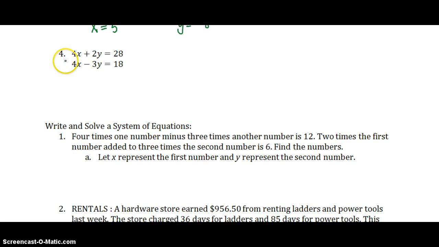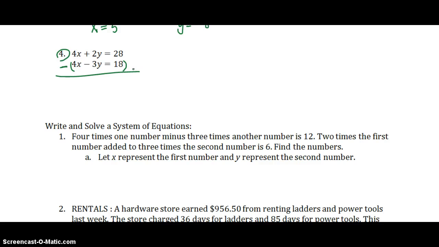All right, look at number 4. I'm going to make you try that one by yourself. You will need to subtract. Even though we have opposite signs for our y, we have a 2 and a 3. It's the 4x's that you want to eliminate. So multiply this whole second equation by a negative, and then you'll be able to eliminate.